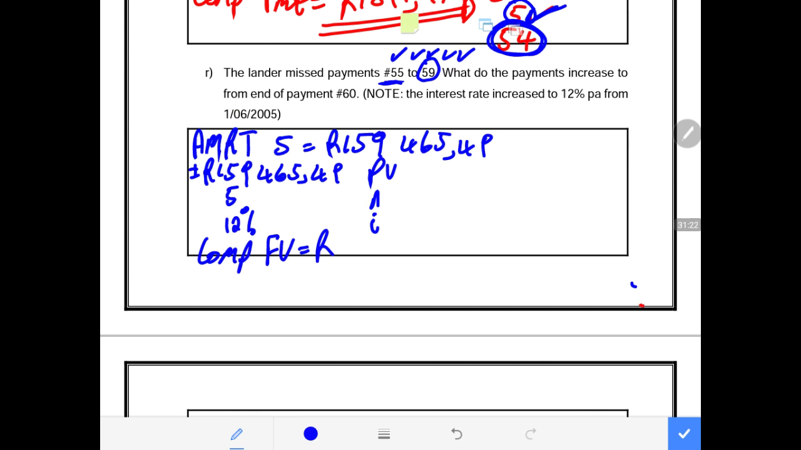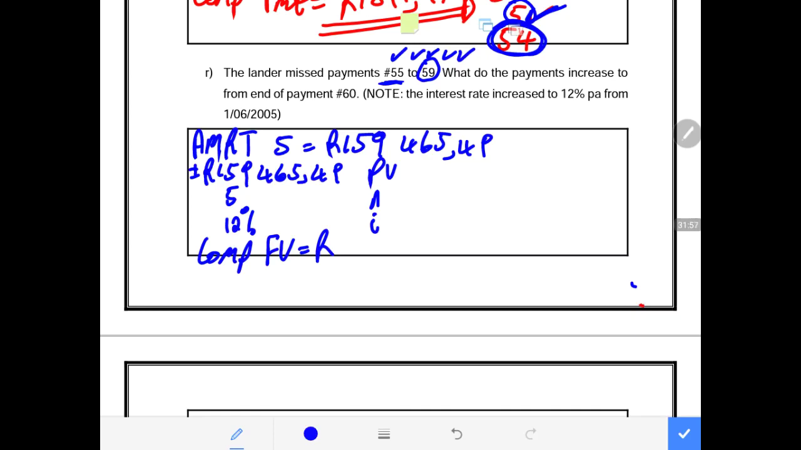159,465 rand 49 cents is our present value. So now we have that as our present value. Then we say plus minus our present value. Then we say our N is equal to 5, our I is 12 over 12. If you want, you can say 1 is our interest.